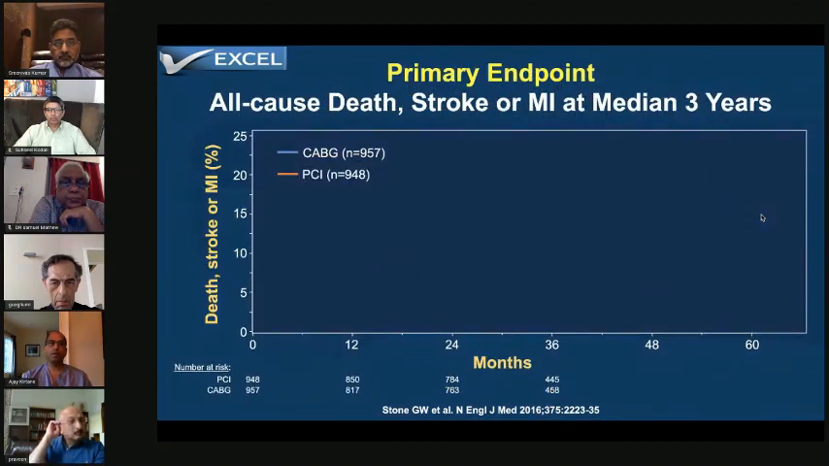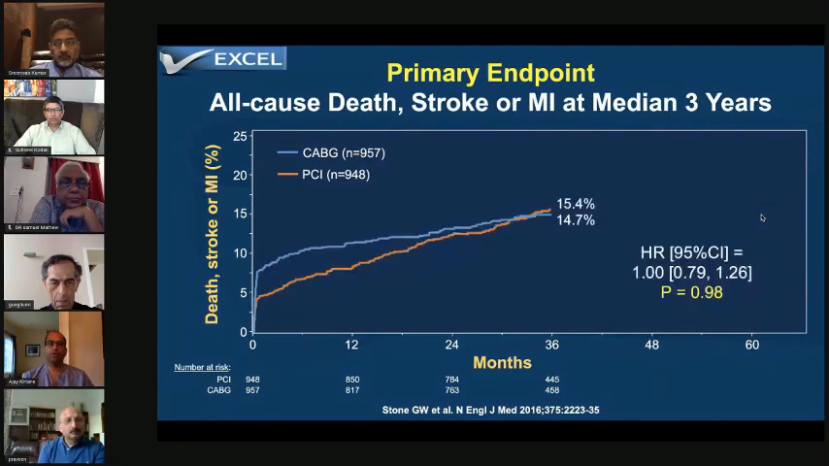Now, what about the primary endpoint? And the primary endpoint in Excel was a composite of death, stroke, or myocardial infarction at 3 years. And this was the initial 3-year data. Now, I'll point out a few things. First is that, remember, all of these endpoints depend upon the definition of these endpoints. And in Excel, what was done was an attempt to capture all MI endpoints, paraprocedural and late. The reason for that was to be sure that all of these events were amalgamated together.